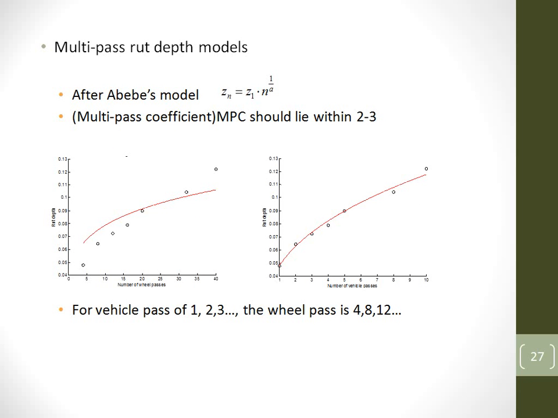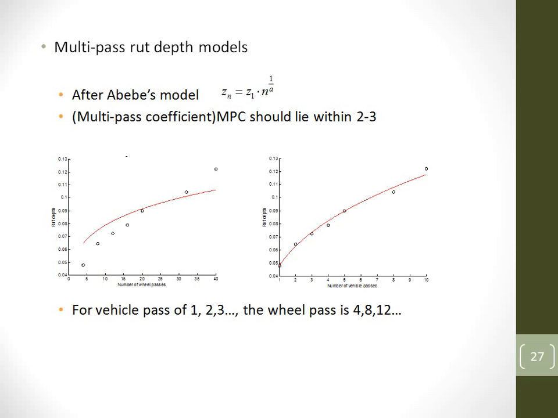The multipass rut depth model was based on Abebe's model, where Zn is the sinkage after the nth pass, Z1 is the sinkage after the first pass, N is the number of passes, and A is the multipass coefficient. According to him, for soft soils the multipass coefficient should lie within 2 and 3, and it seemed to happen in this case as well. This shows the figure for number of wheel passes and number of vehicle passes. For the wheel passes, it doesn't seem to match well, whereas for the vehicle passes, it seems to follow the curve.